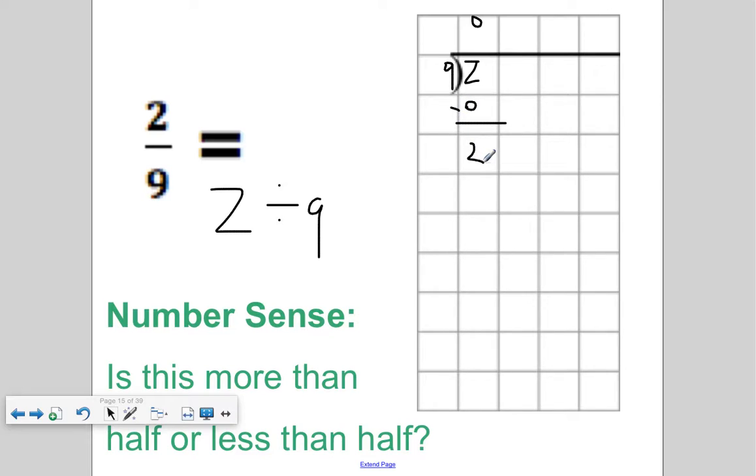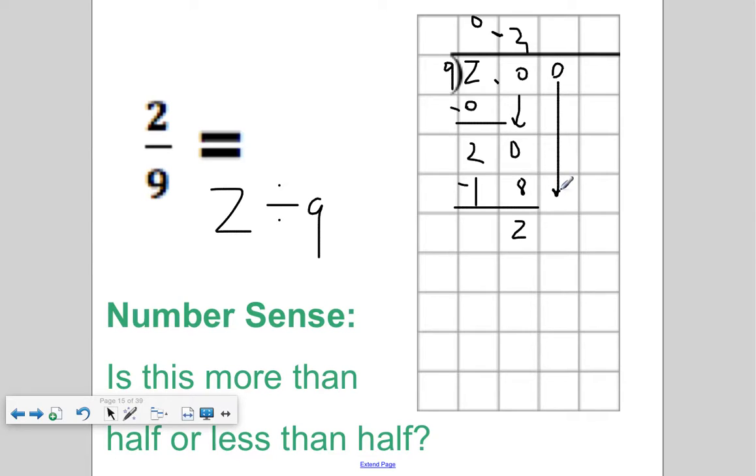I need to get rid of this 2. So I put a 0.0 so it doesn't change its value. How many groups of 9 go into 20? 2 times. That's a 2, by the way. 20 minus 18 is 2. I need to get rid of this 2.